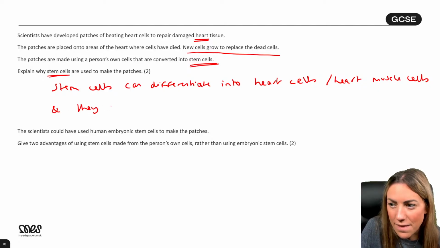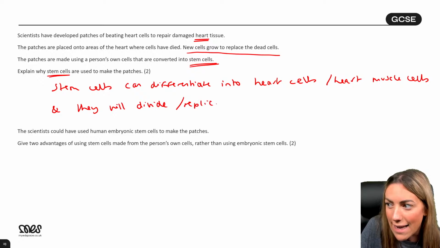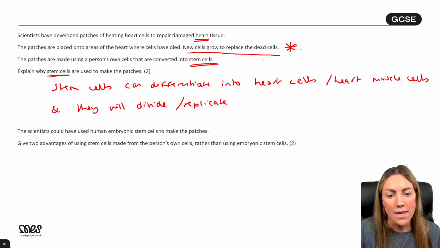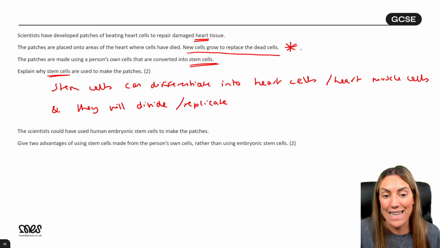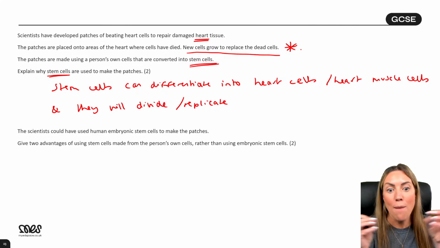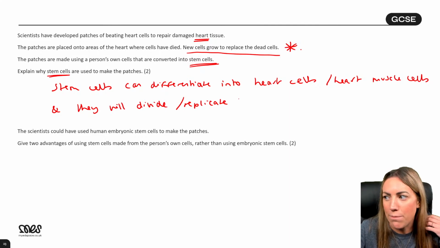And they will divide or replicate, because it does say here, and I underlined it because I thought it would be important, we need the new cells to replace the dead cells. So the other property of a stem cell, not only can they differentiate into any type of cell, but they will divide, they will replicate or divide by mitosis.